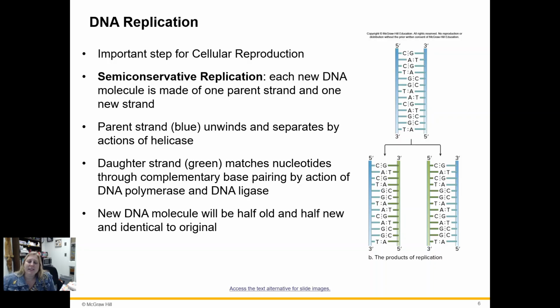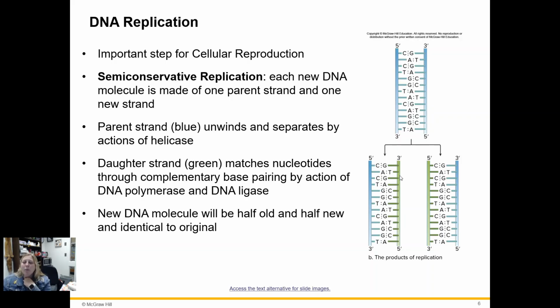So what happens in DNA replication during that S phase of interphase, before the cell is going through any sort of cellular reproduction, you have a single strand of DNA. That single strand of DNA is called a parent strand. That parent strand will unwind and separate by an enzyme called helicase. Helicase is going to unzip the DNA, and then there is another enzyme called DNA polymerase, which will go through and add in the matching nucleotides to the parent strand, to that kind of model strand.